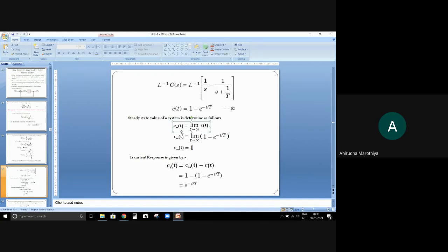So steady state response is nothing but limit t tends to infinity c of t. If you solve this limit, if you replace t by infinity, e to the power minus infinity is going to be what? 0. That's why the final steady state response of the system is going to be equal to 1.